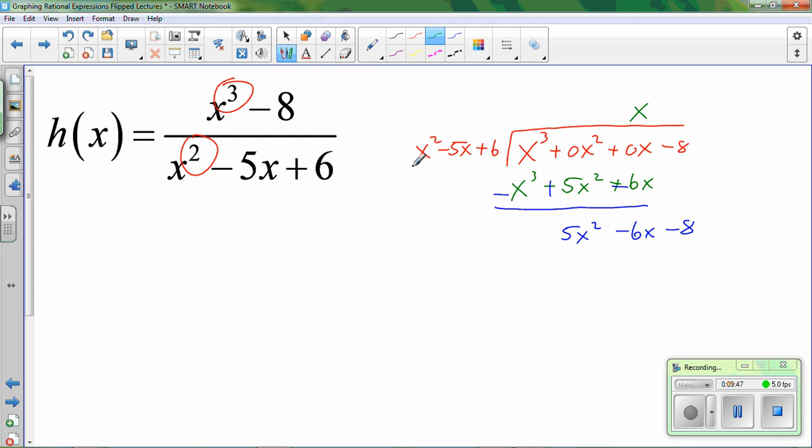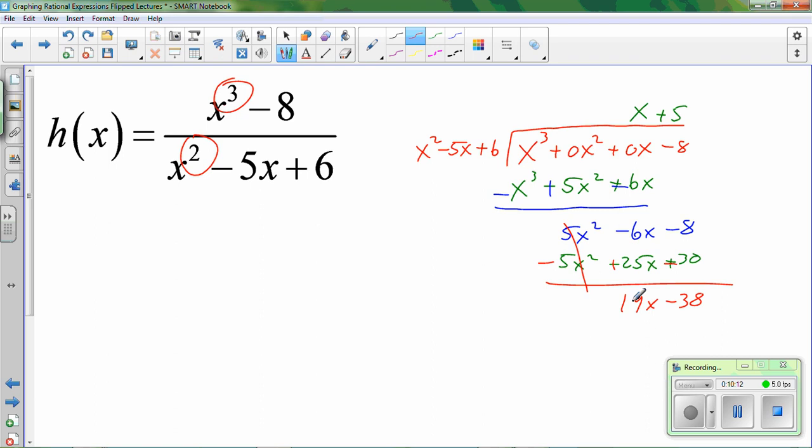And so how do I get x squared to be 5x squared? I need to multiply it by a 5. And that's going to make that 5x squared minus 25x plus 30. And at this point, like I said, I'm just going to get my remainder. I don't really care what my remainder is very much, but I'm going to end up with 19x minus 38.